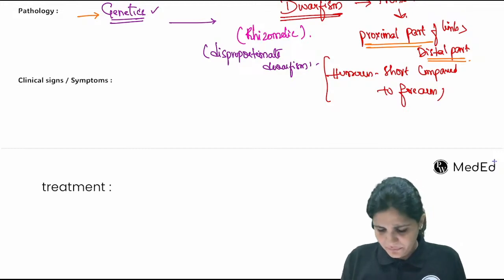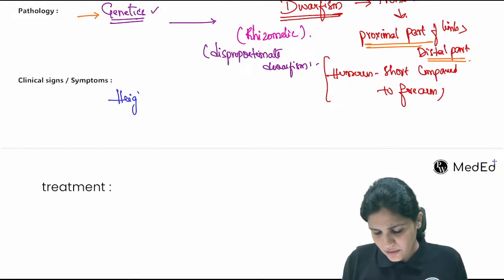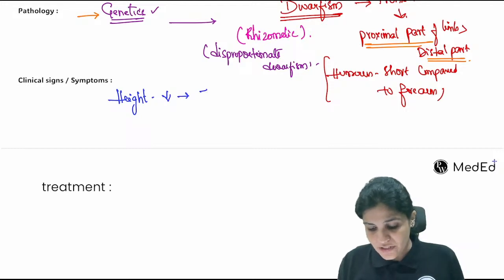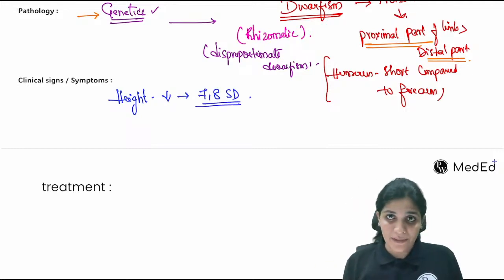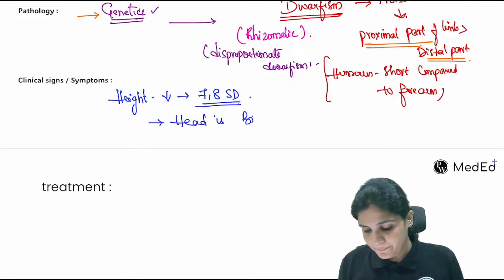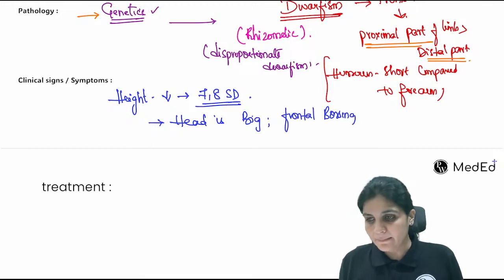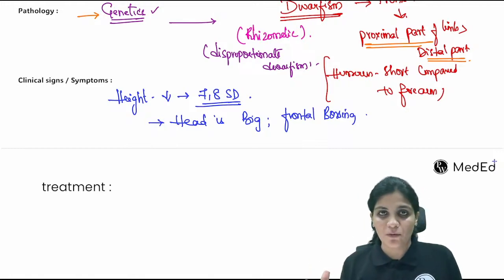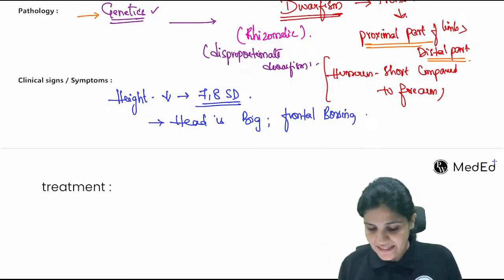As you know, the height is not normal and it is decreased, and it is almost 7 to 8 standard deviations less compared to the normal population, right? But what you can see is the head is big, right? And the frontal bossing, the head is normal in size. The head is big, the vault is big, the frontal bossing you can see. But what is the most important thing?